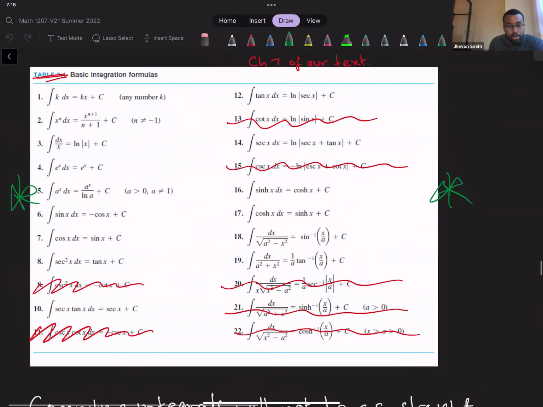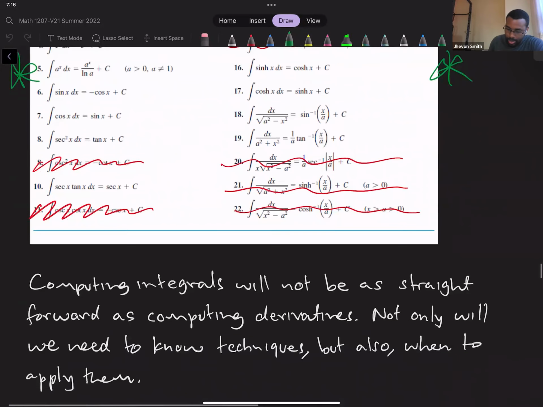No, so it's not there, but for us it will be. So add the integral of ln x dx is equal to x ln x minus x plus c to this list.